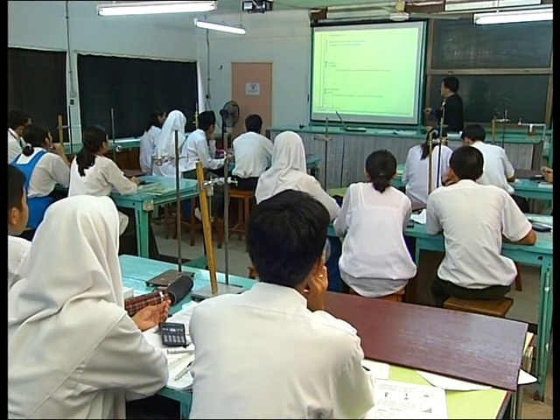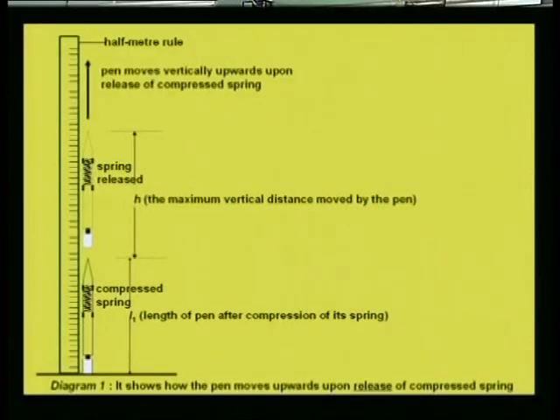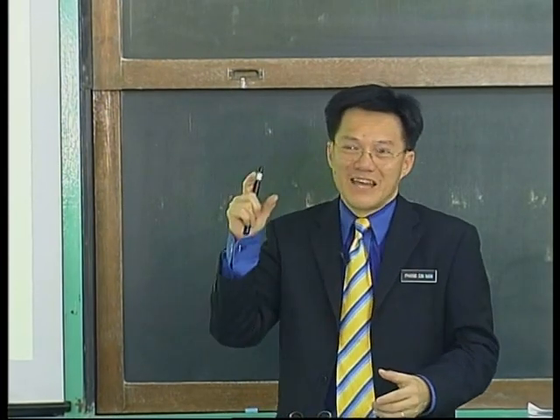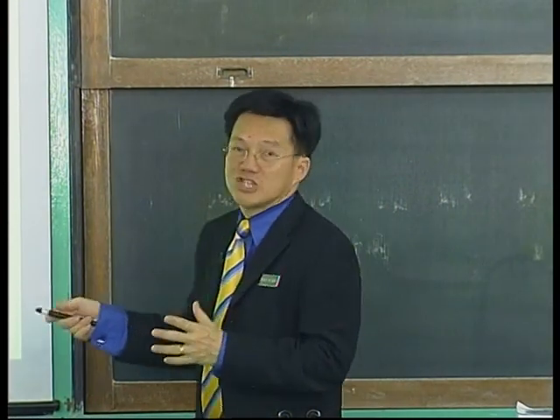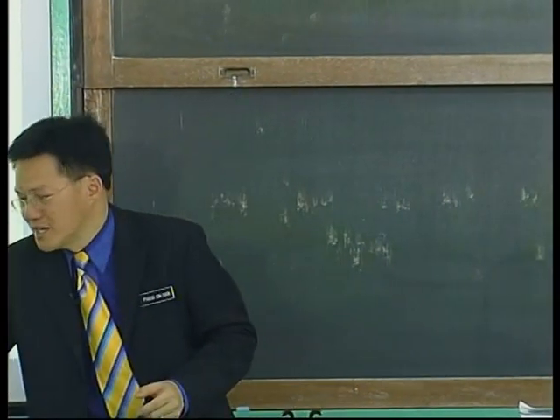Now remember that this pen, after it has been compressed, we release it, it flies up. And when it flies up, there is a distance h that it has moved up. And that is the h value that you need to measure many times to get the average, right? That is h. And how does h tie up in the whole concept that we are doing?